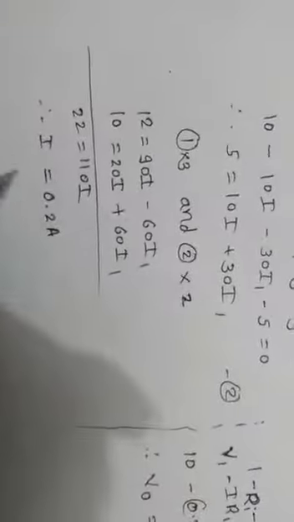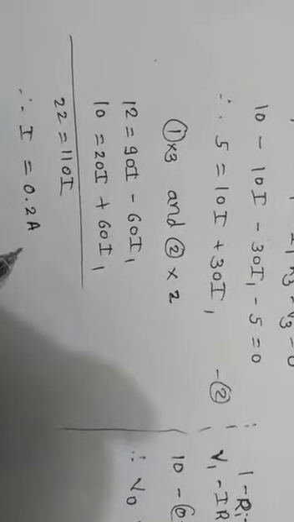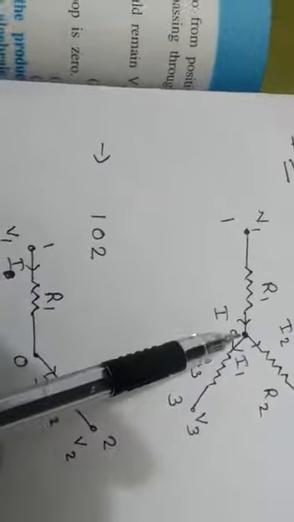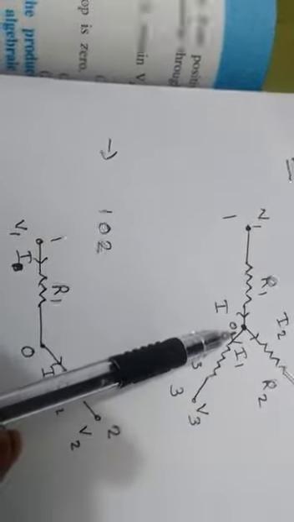If we solve both these equations, we are going to have the value of current I, that is 0.2 ampere.